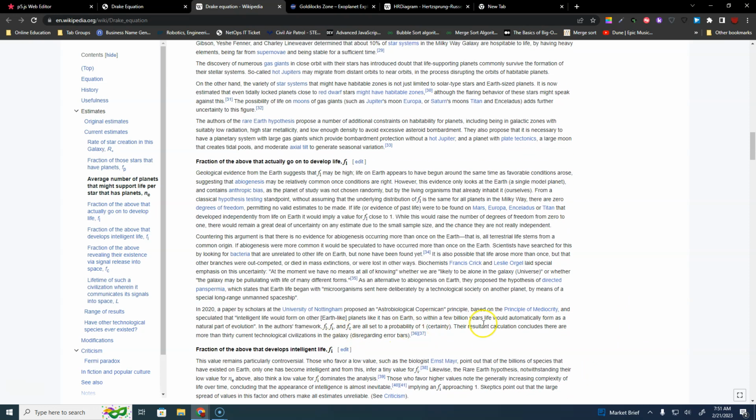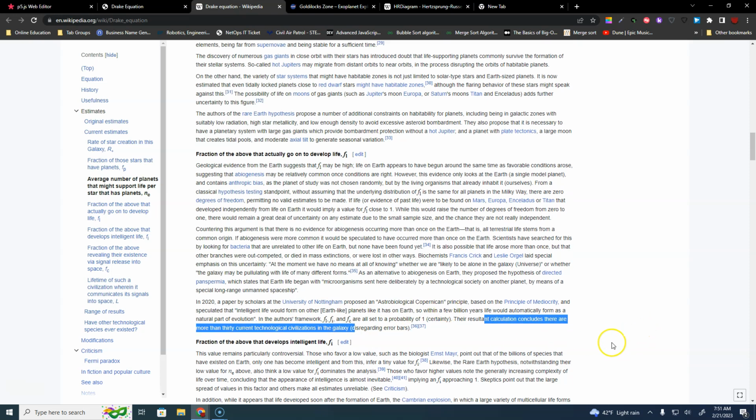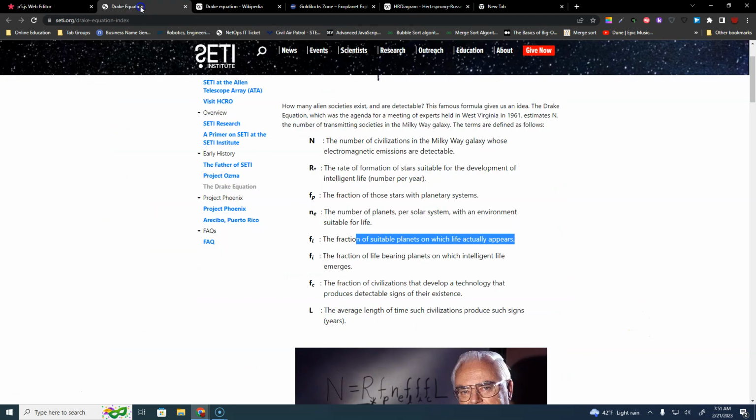So we could pick values that are within that range. It should not be 0, but since we don't see that everywhere, and some of that is just because we have not been able to make it there, what all can be formed as natural part of evolution framework. F of L and F of I and F of C are all set to a probability of 1. This result calculation concludes that there are more than 30 current technological civilizations in the galaxy. So this is what they're estimating. Now you guys could pick different values for that.